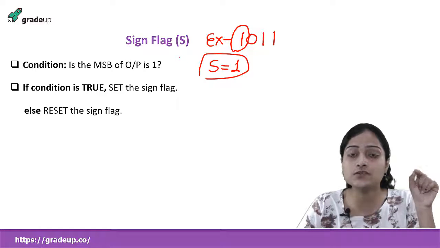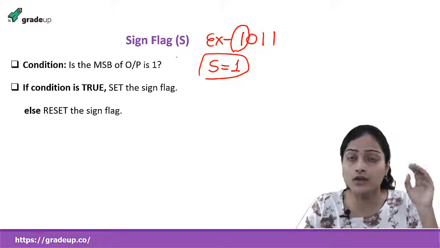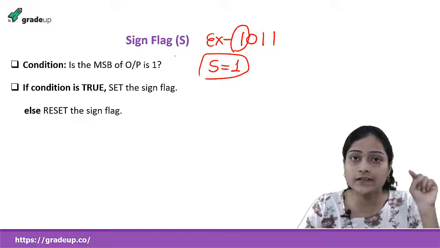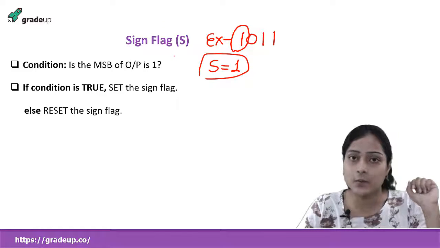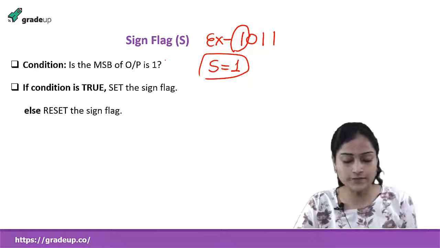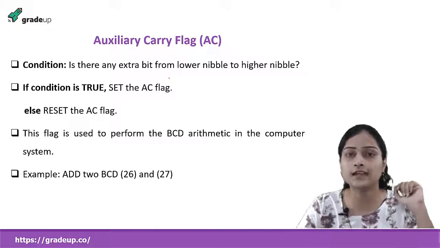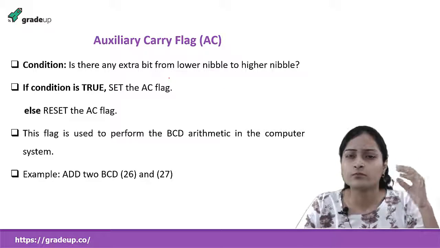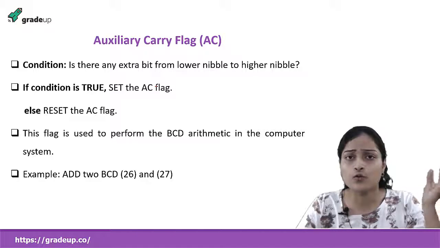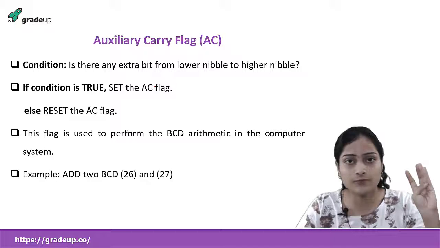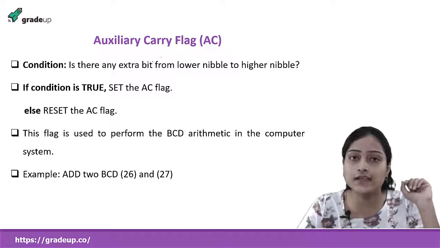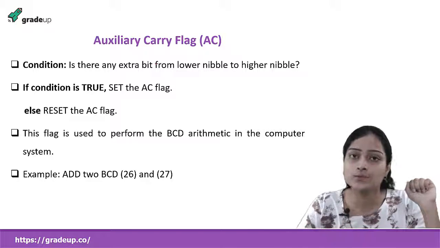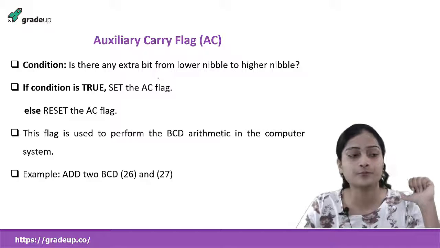Sign flag is used to find out whether the data is positive or negative. Whenever the sign bit is set, it means data is negative, otherwise data is positive. Let us move towards the next type of flag, which is the auxiliary carry flag. The flags which we discussed before, carry flag, sign flag, parity flag, you might have heard about all these things, but this auxiliary carry flag is new to you. So be focused while studying this.